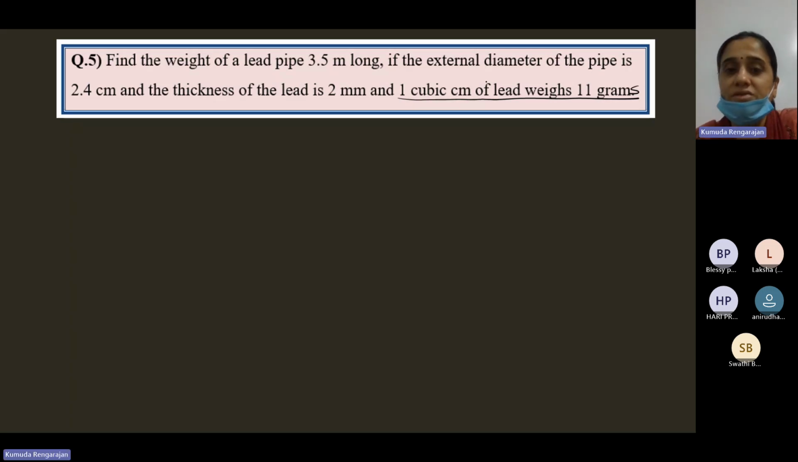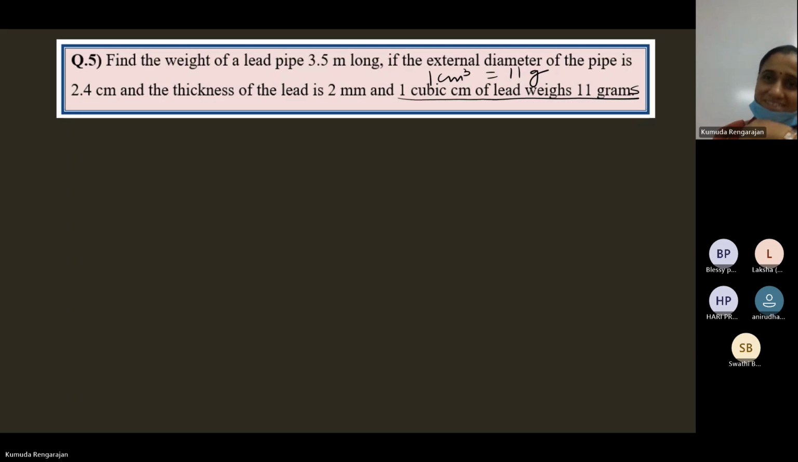1 cubic centimeter means 1 centimeter cubed of lead weighs 11 grams. So how many centimeter cube is there in this lead pipe is what you have to find. Lead is a material, right? Is lead a metal or non-metal?